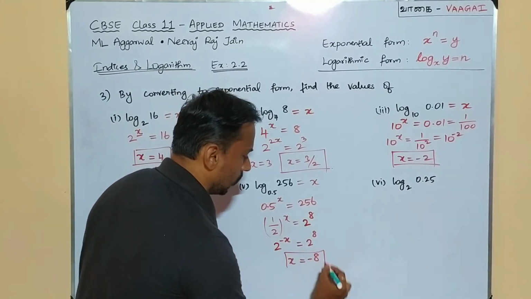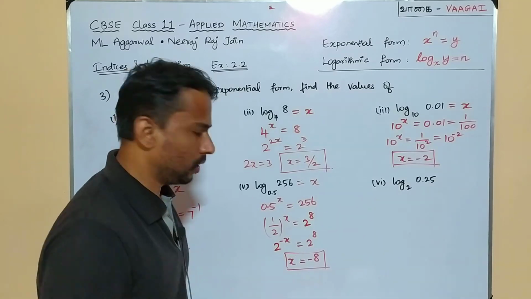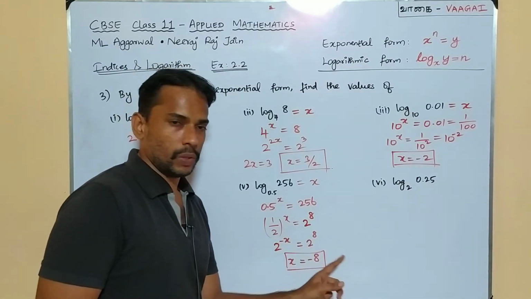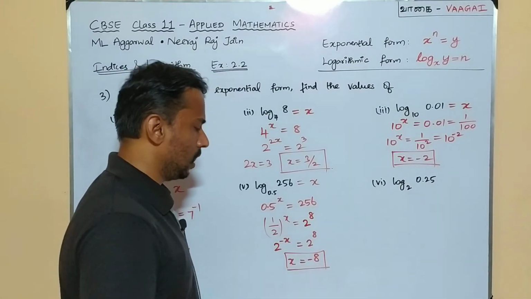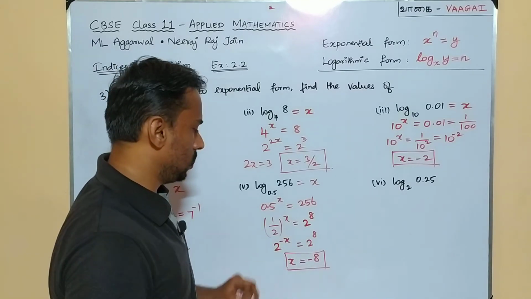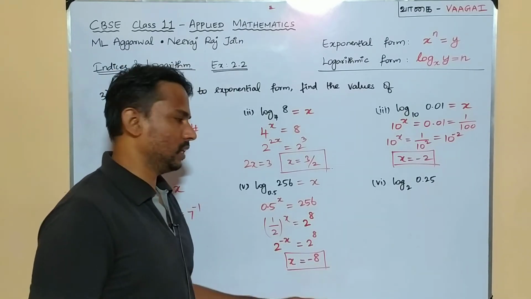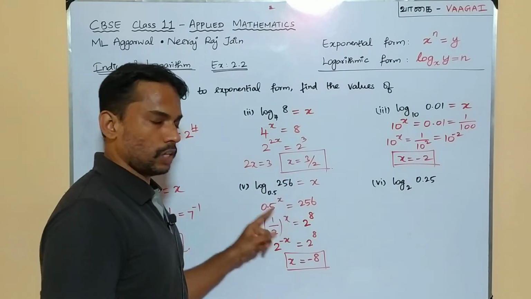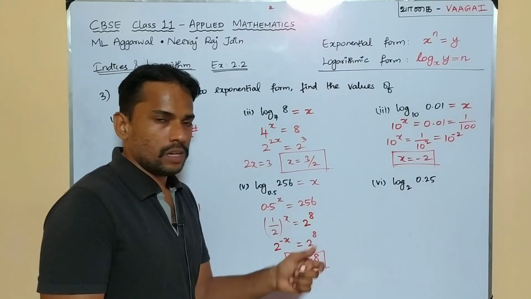I hope you're able to follow that also. It's not going to be a very complicated step. If minus x is equal to 8, then x is equal to minus 8. Simple. I just did that in the same step itself. Anyway, we got the answer, x is equal to minus 8. So the logarithm value of this expression is minus 8.